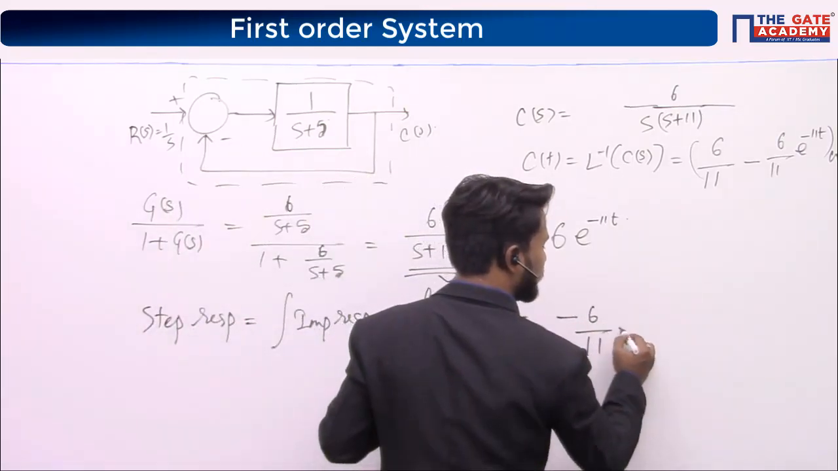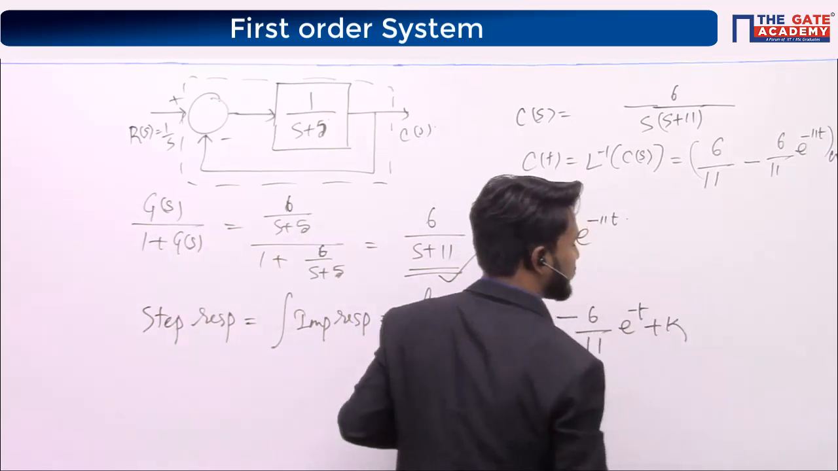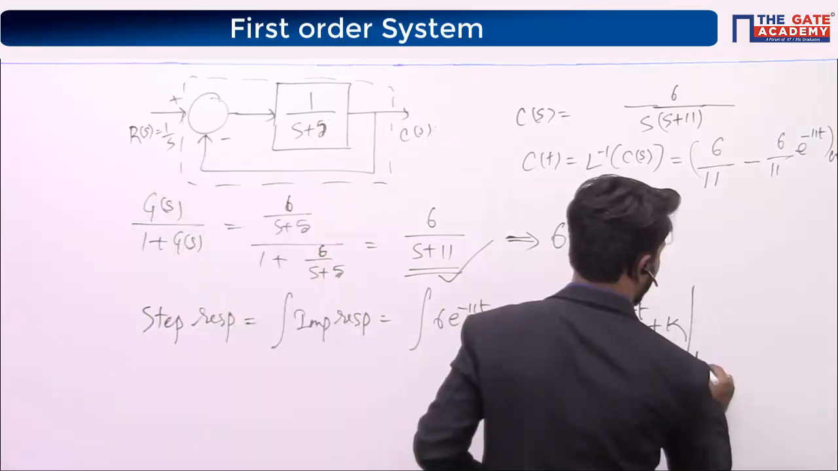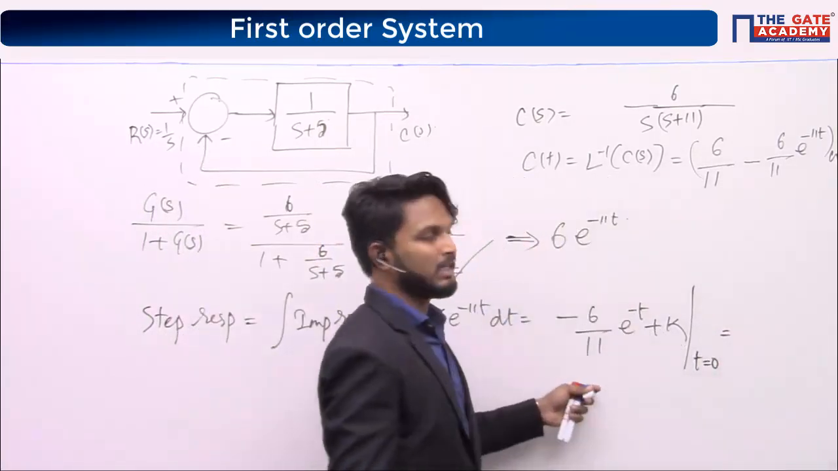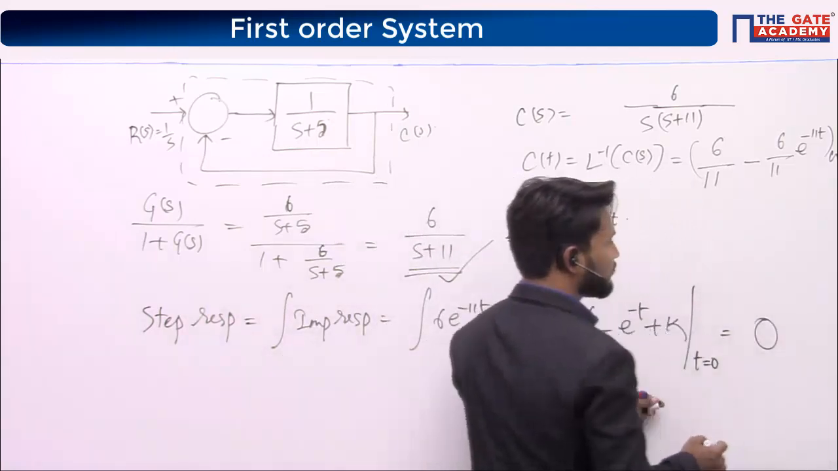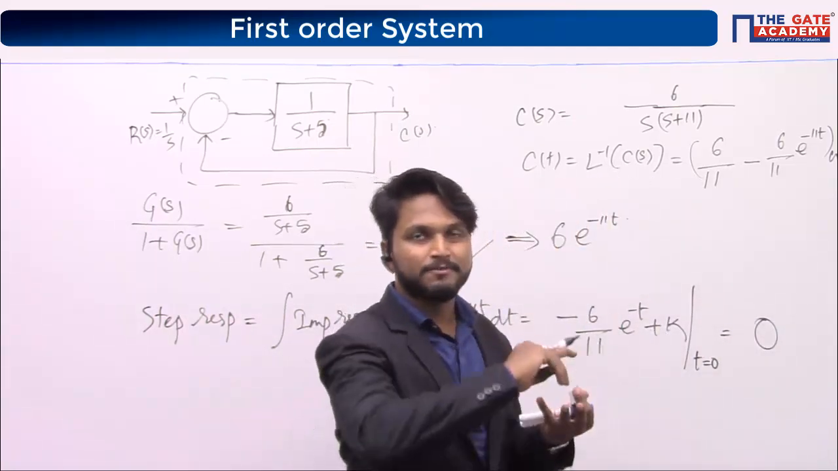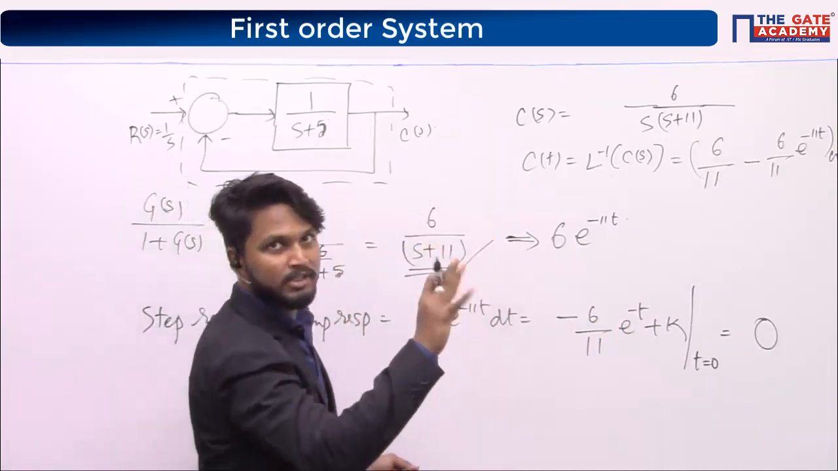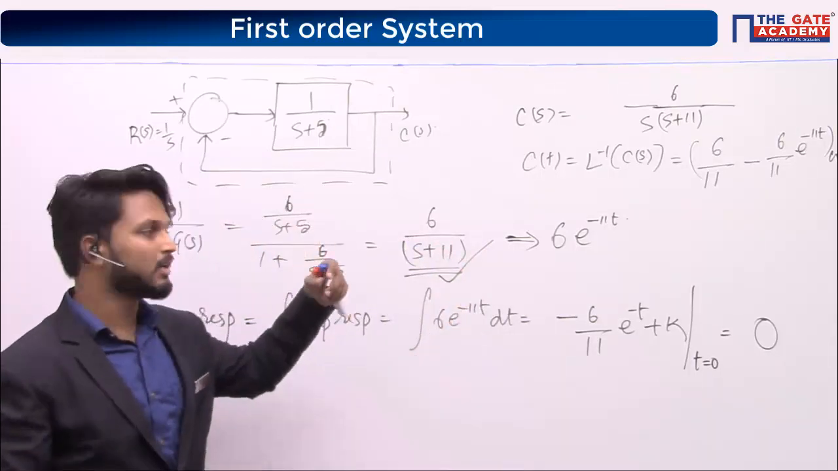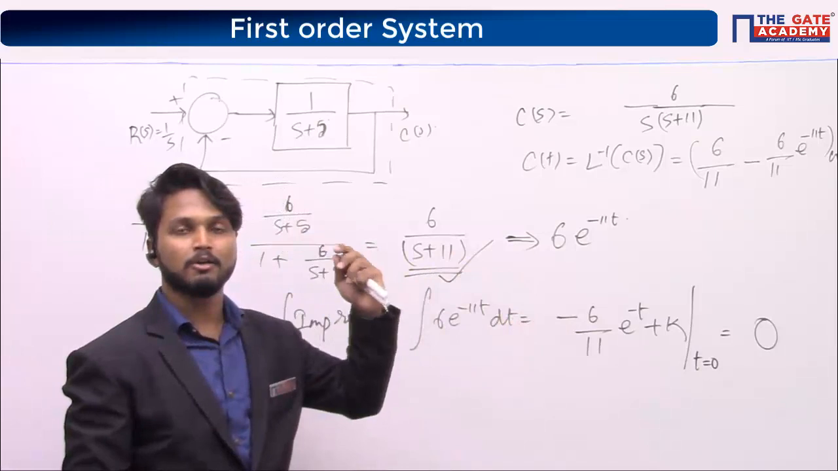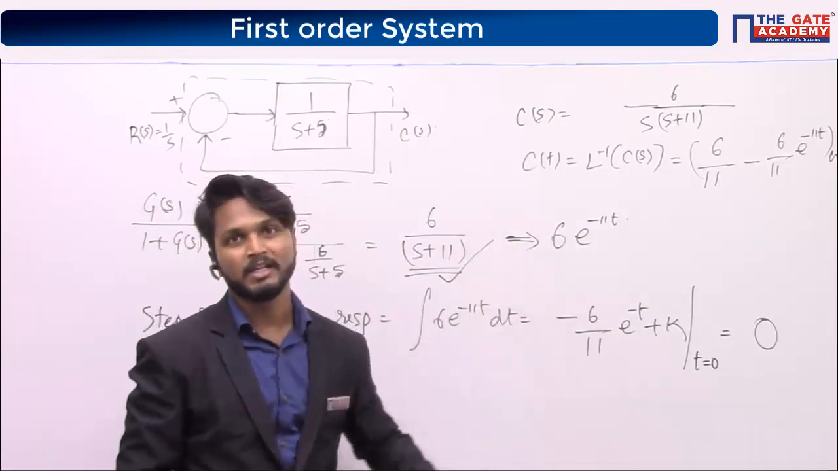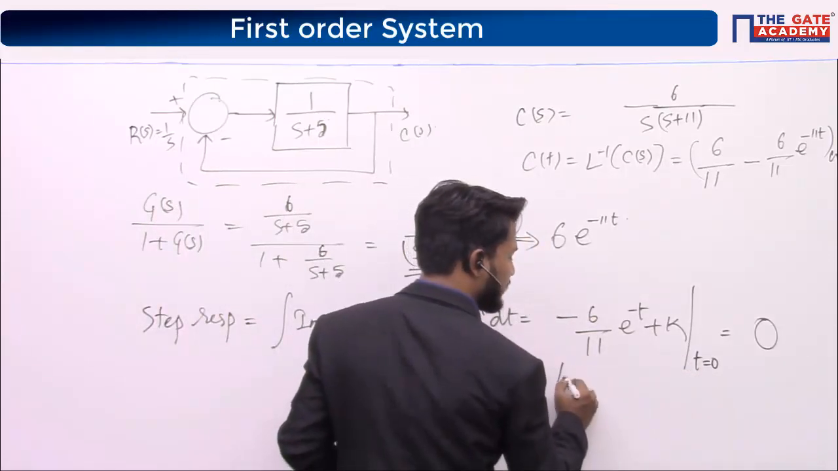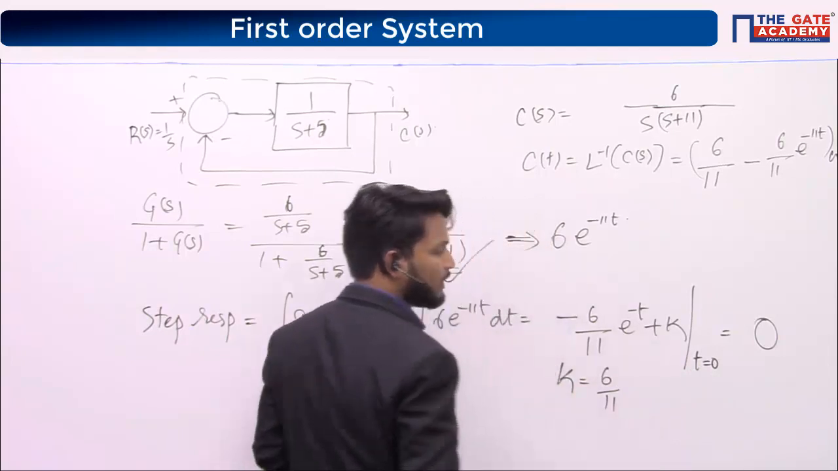That is equal to minus 6 by 11 e power minus 11t plus k. So how will you find the value of k? By putting t equal to 0. The initial value of the response is going to rise from 0 only, because this is an all pole system. This system has only poles but no zeros. If there are any zeros, the initial conditions might be different, but if there are only poles, the initial conditions will be like this. Therefore, putting t equal to 0, you will get k equal to 6 divided by 11.